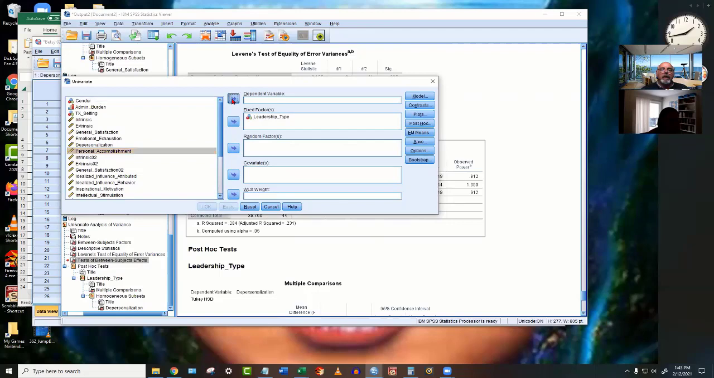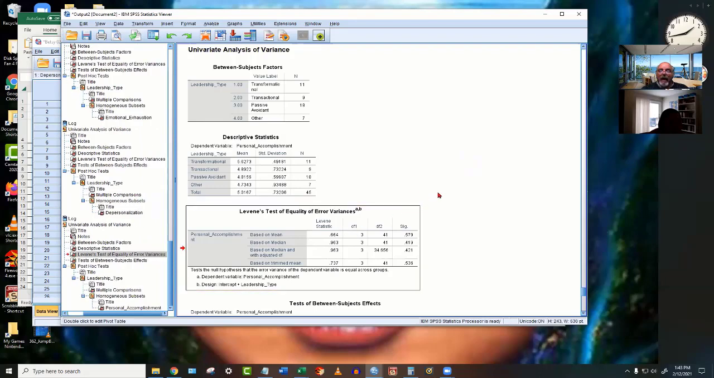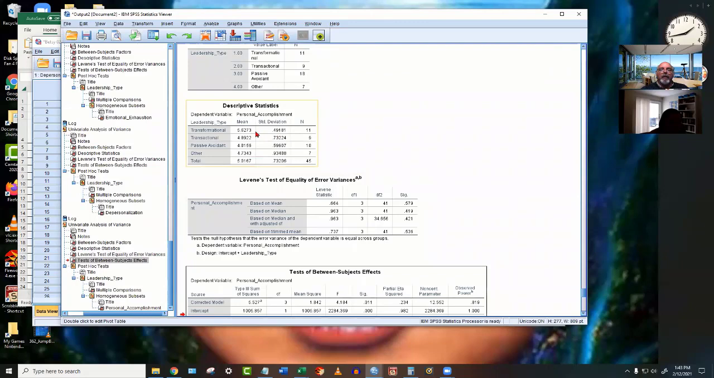Personal accomplishment. So it looks to me, I bet money right off the bat that the transformational are going to be the highest. I mean, I would think. And okay, did not violate assumption, was a significant difference. And yep, we get right on the head, right? So transformational are the significantly highest personal accomplishment, and the lowest is other. But it's almost like a three-way tie. Yeah. Okay. But yeah, cool. Transformational is the one to be.